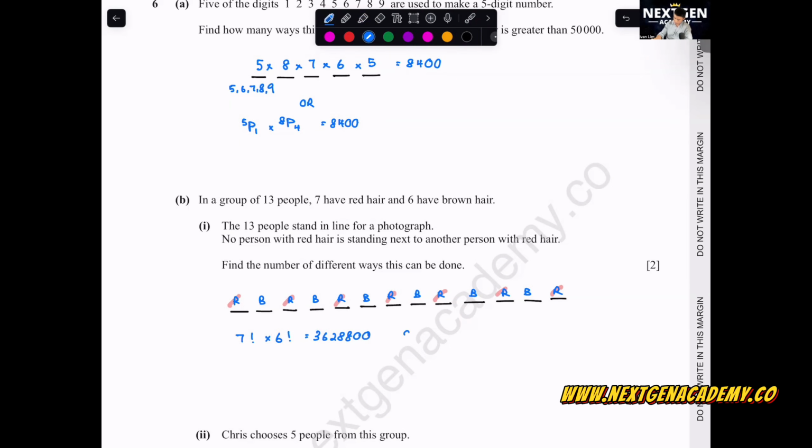3628800. Or another alternative method is 7P7 times 6P6. You get the same answer. So technically, the arrangement method and the permutation method, you all can use to double check your answer because you'll get the same answer, just with a different step to it.